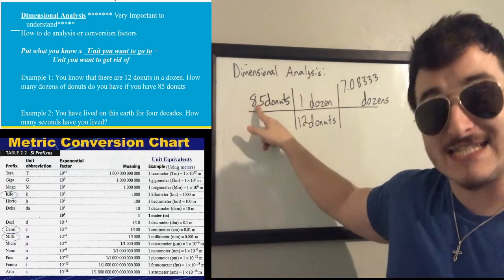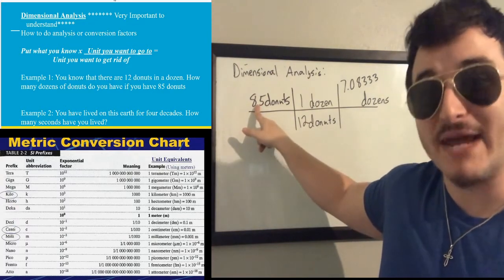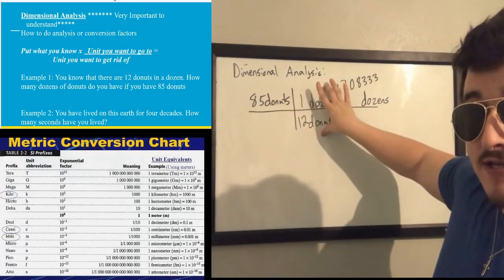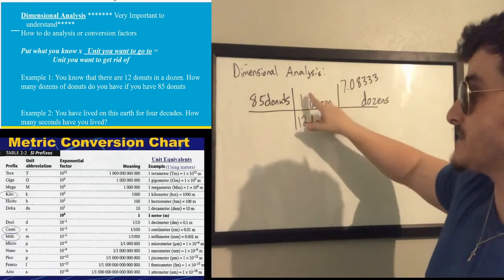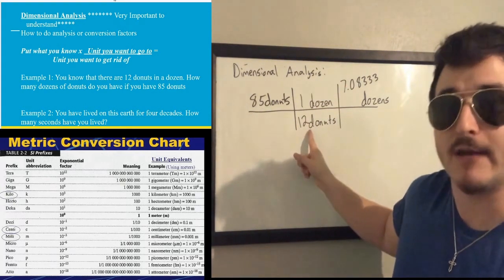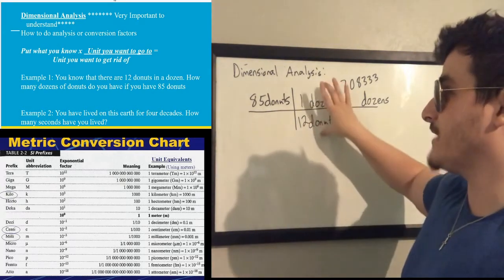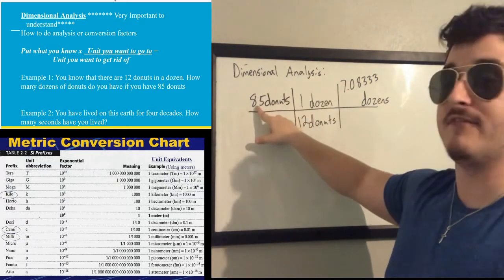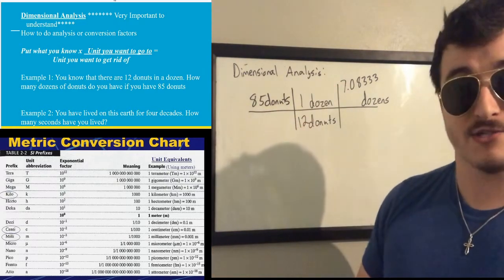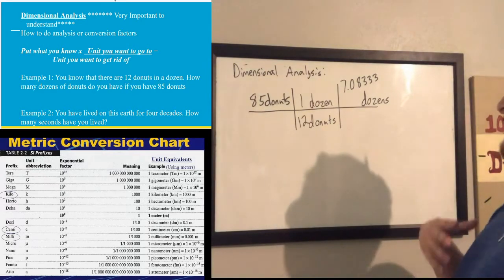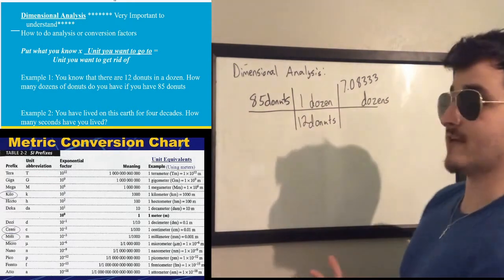The only things that impact sig figs are measured values. This is a factual statement. 1 dozen will always equal 12 of whatever you're talking about, so that's never going to change. These do not contribute to your sig figs, but this 85 does. Someone went out there and counted those. So that's 2 significant figures, which means my answer needs to have 2 significant figures.